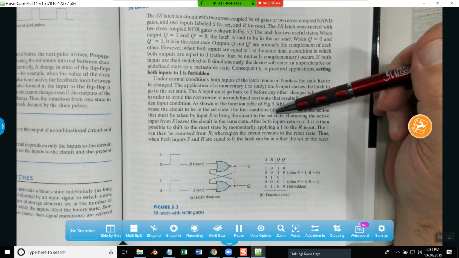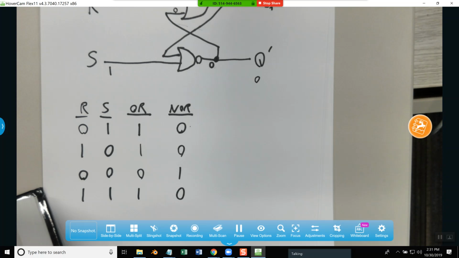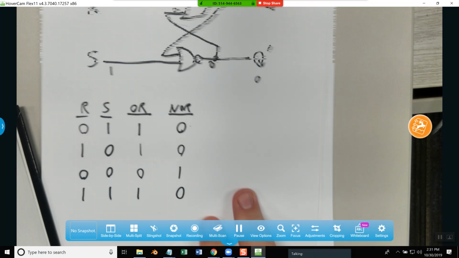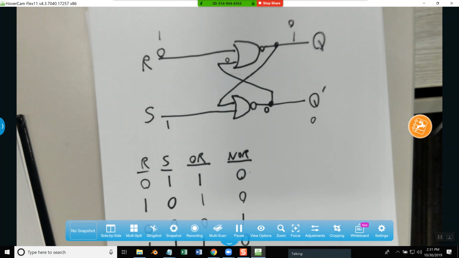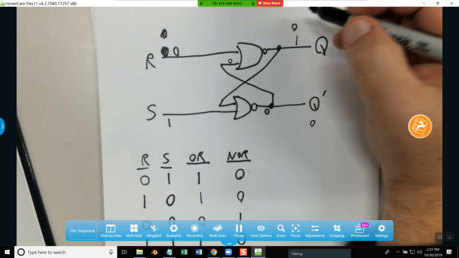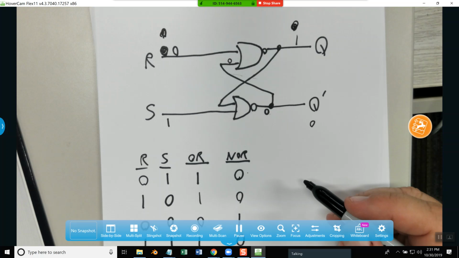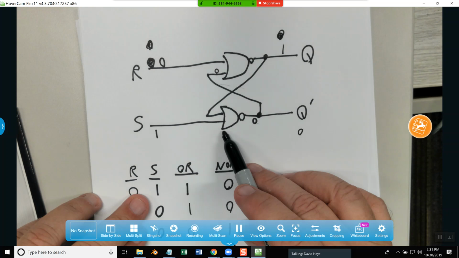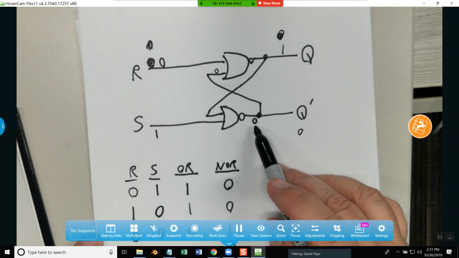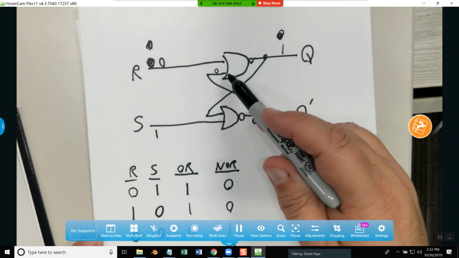Oops. 0 coming in here. Like that. S is 1. No matter what, that gives you a 0 for the NOR. 0's coming back around there. And R is 0, 0, 1, 0. Okay, it's going around like that. Okay, so then they say, removing the active input from S leaves the circuit in the same state.